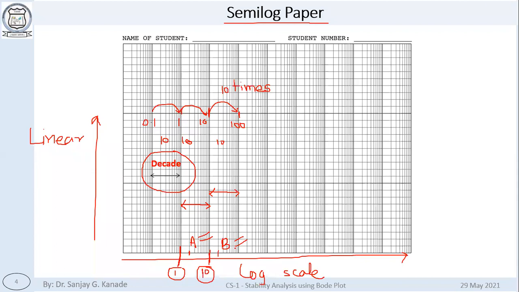Okay, so let me tell you, can you count how many divisions are there between each major division? How many divisions are there? There are not 10 divisions. There are 9. There are 9 divisions. Remember, just take a closer look. There are 9 divisions. There are not 10 divisions.